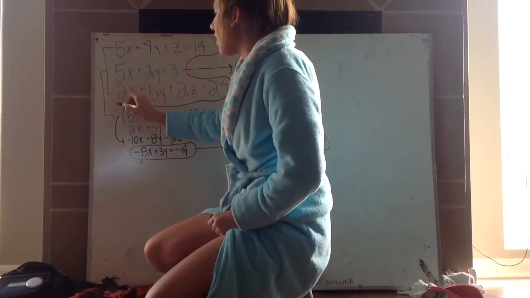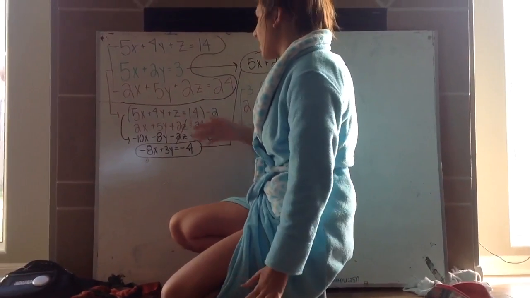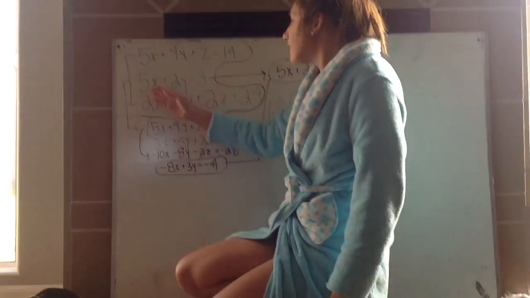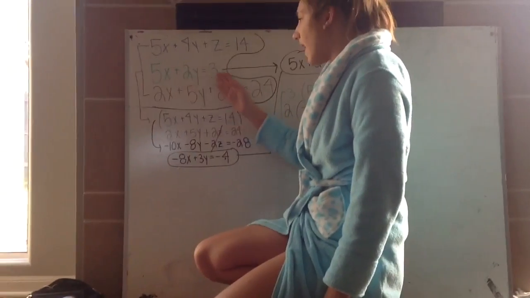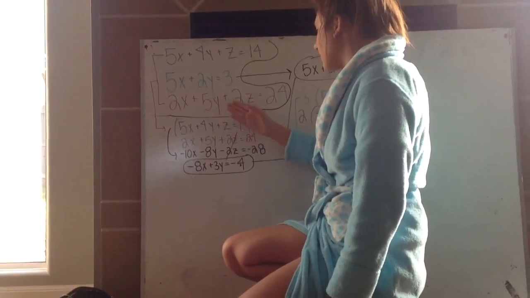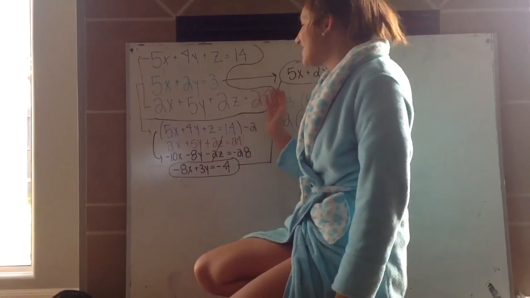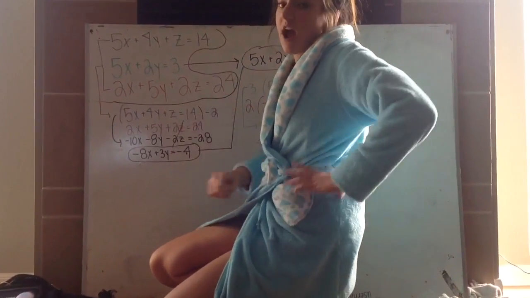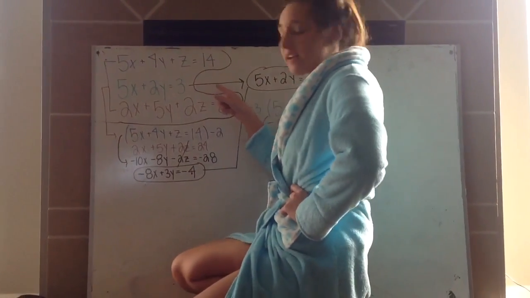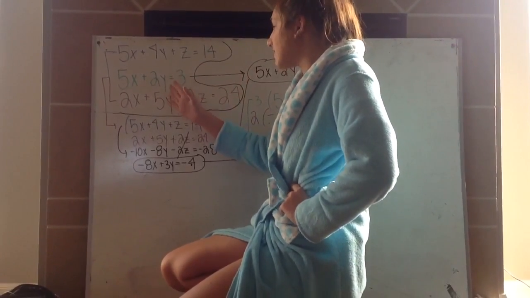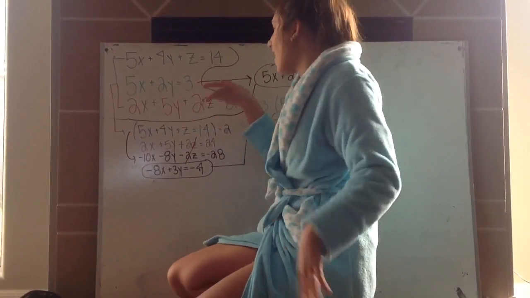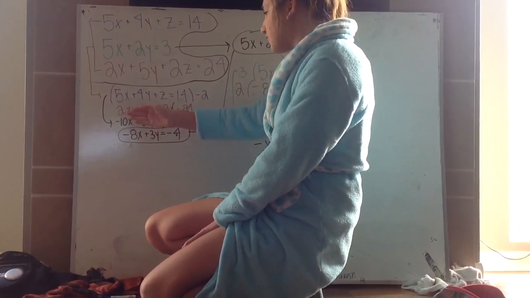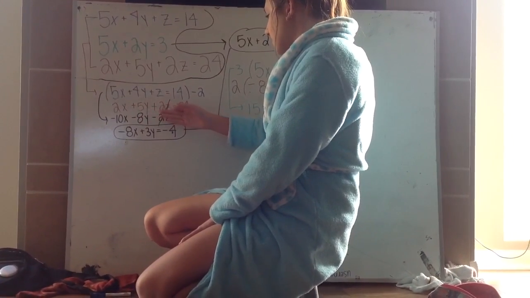Let's go. These are the equations that we're going to be starting off with. We have 5x plus 4y plus z equals 14, 5x plus 2y equals 3, and 2x plus 5y plus 2z equals 24. We're going to use this equation and this equation first because this one is already solved. That is our equation number 1 because it doesn't have a z, so we don't need to solve that.